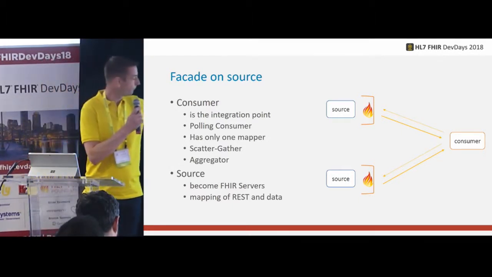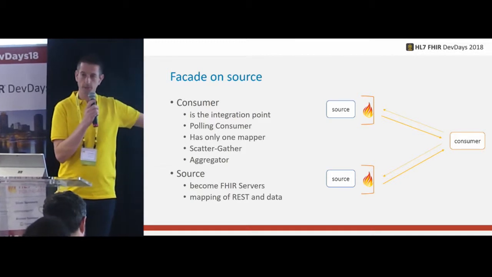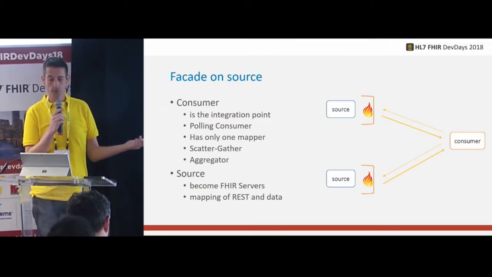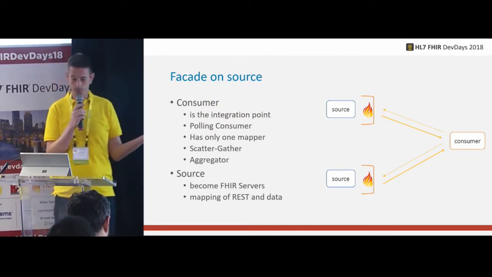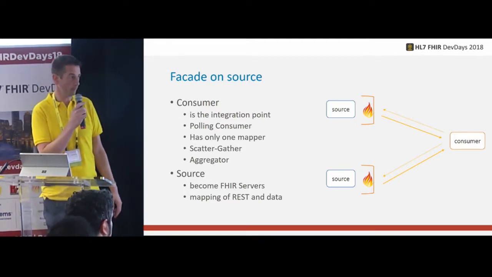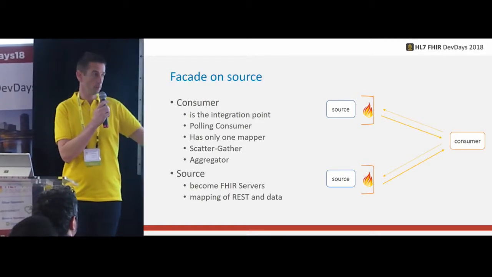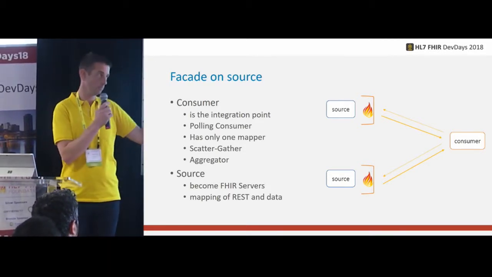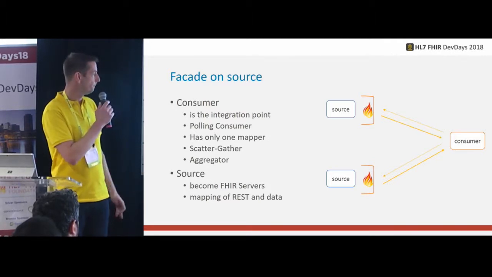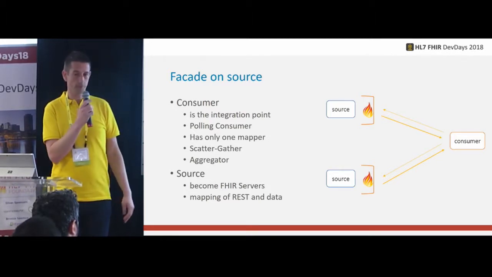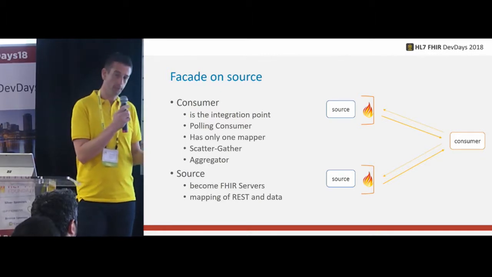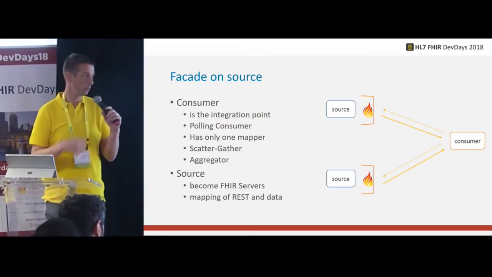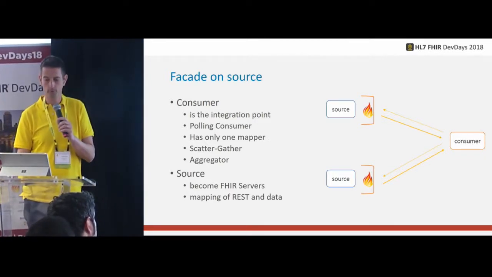These aggregators get together. That's the integration patterns that apply here. And the source systems, they become FHIR servers, and they have to do all that mapping, both of the search queries and of the data, as we saw in the simple case. An advantage of that is you keep the mapping of the data to that source. So if you replace the source, you replace the mapping, and you create a new facade.